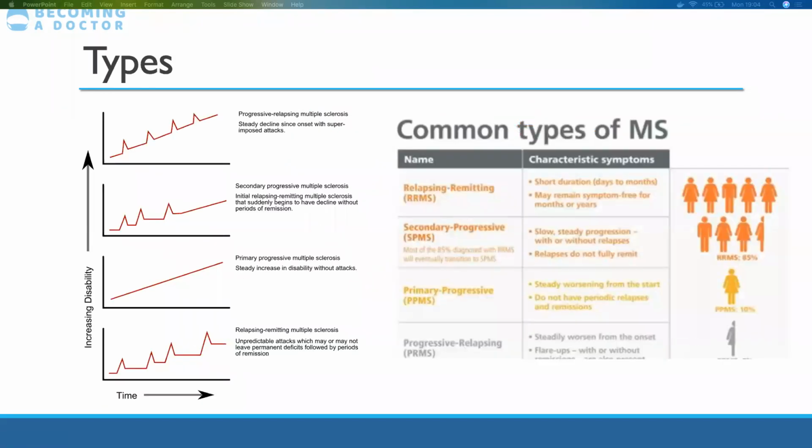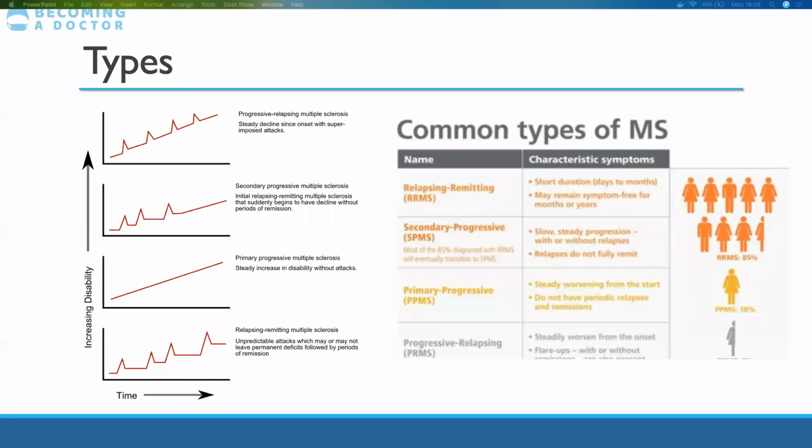Okay, so the different types. There are 4 main types of MS. One of them is relapsing remitting MS. This means that you have unpredictable attacks known as relapses, and these are usually followed by months or years of remission, so no signs or symptoms during this period. Most people with MS have this relapsing remitting type, and the attacks are usually of short duration, lasting days to weeks.